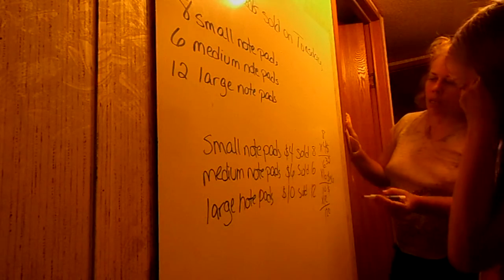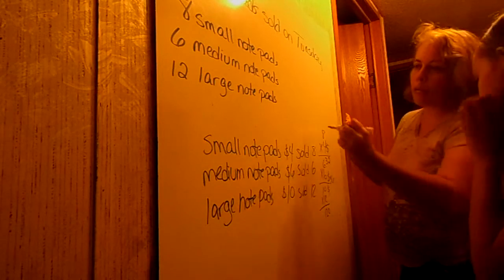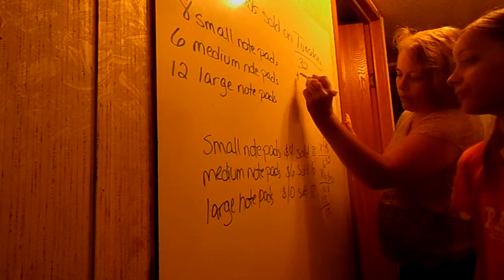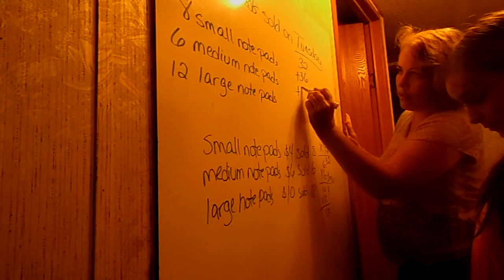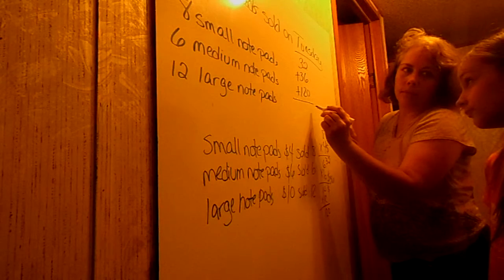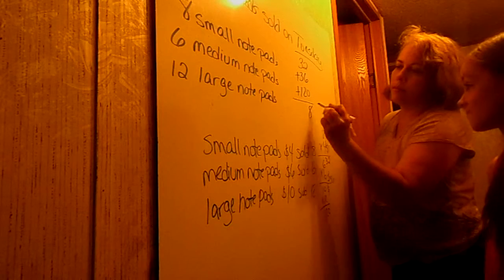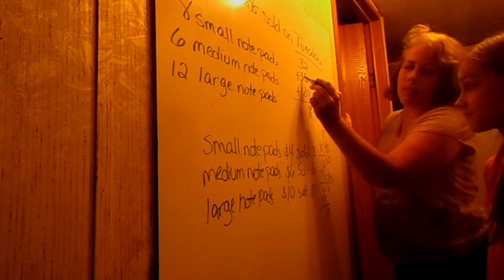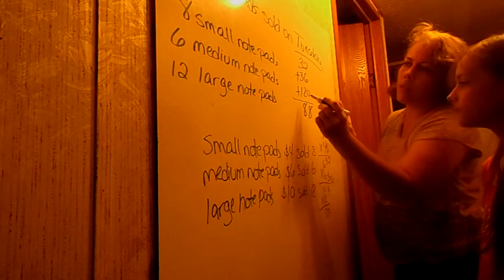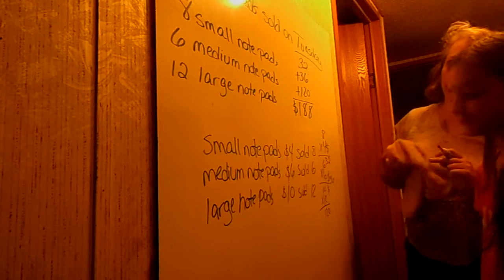120, right? So if you want to know how much you've made all day for Tuesday, you would add 32 plus 36 plus 120. So 6 plus 2 is 8. And 3 plus 3, 6. 6 plus 2 is 8 again. And then 100. So you've made $188 for Tuesday by selling all your pads.